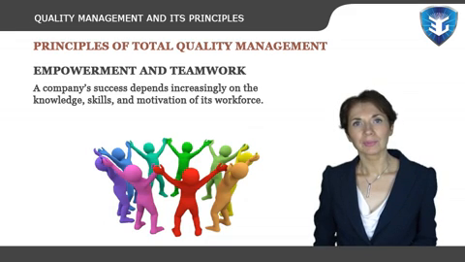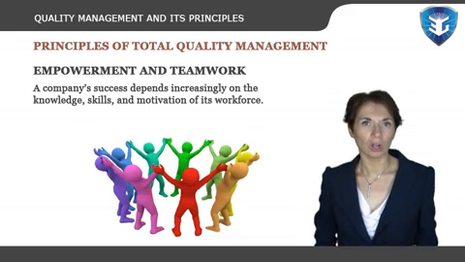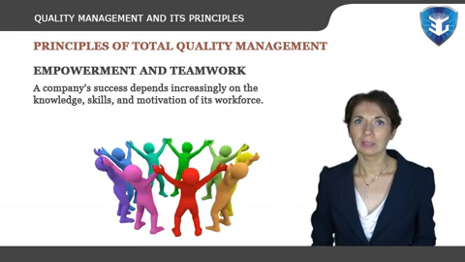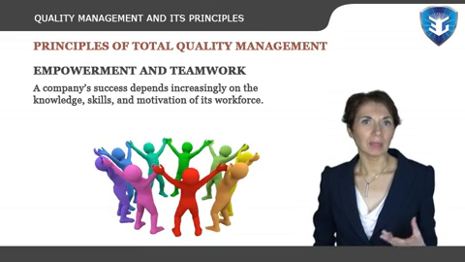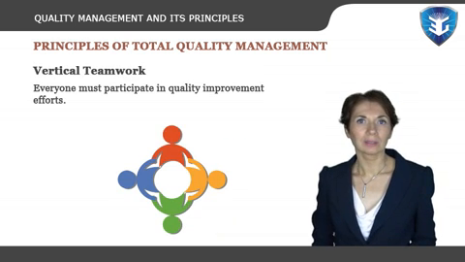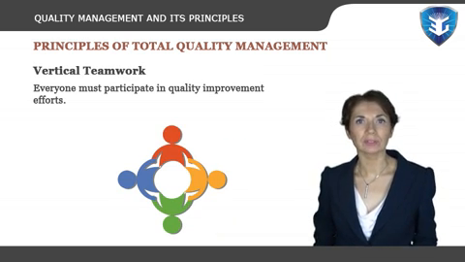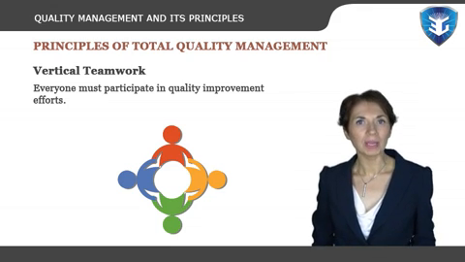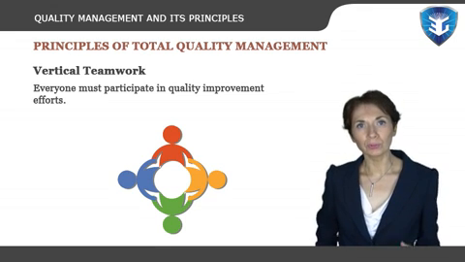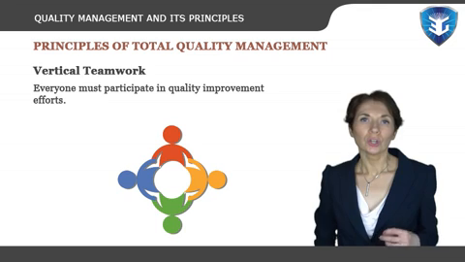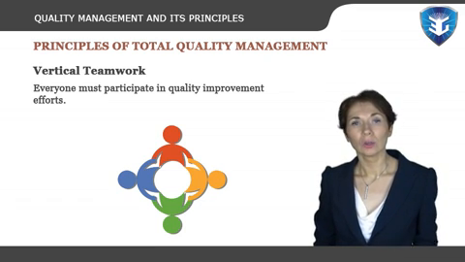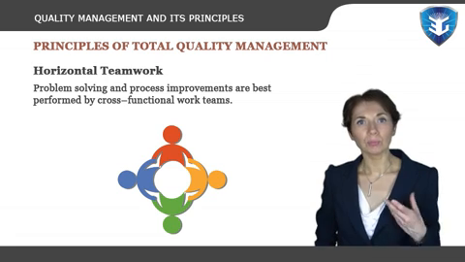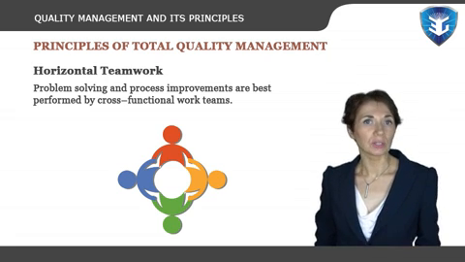Empowerment and teamwork. A company's success depends increasingly on the knowledge, skills, and motivation of its workforce. Employee motivation and success depend increasingly on having opportunities to learn and to practice new skills. These can be fostered by empowerment and teamwork. Vertical teamwork. Everyone must participate in quality improvement efforts. The person in any organization who best understands his or her job and how it can be improved is the one performing it. Vertical teamwork is the sharing of responsibility among organizational levels through empowerment. Horizontal teamwork. Problem-solving and process improvements are best performed by cross-functional work teams.